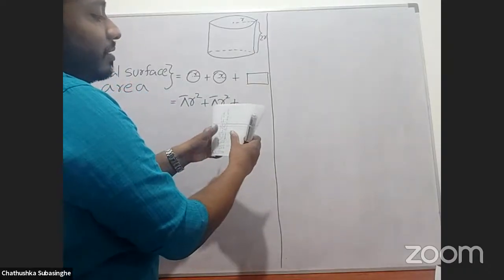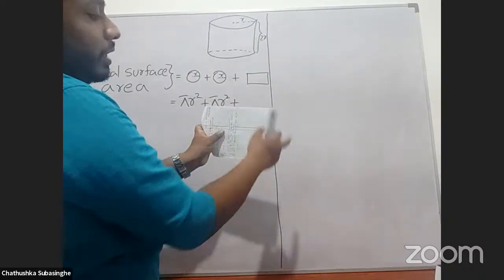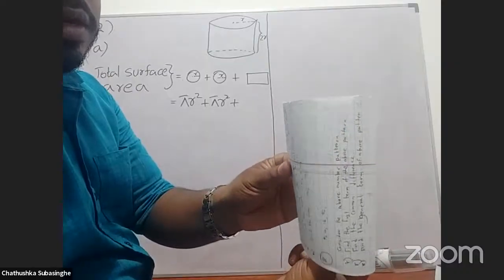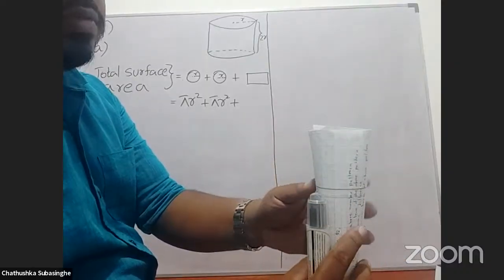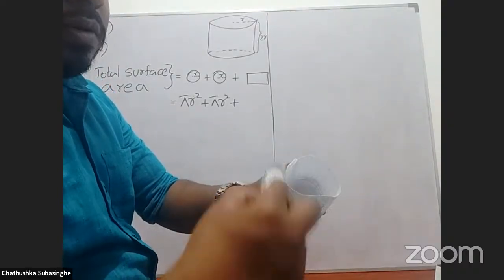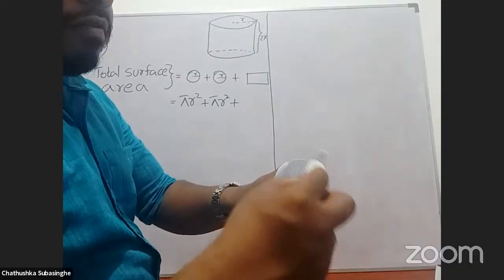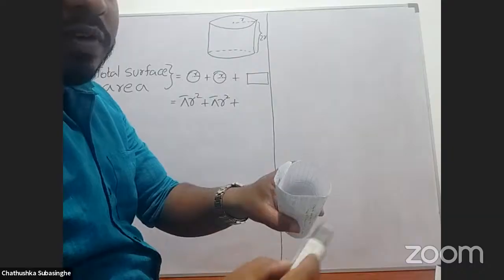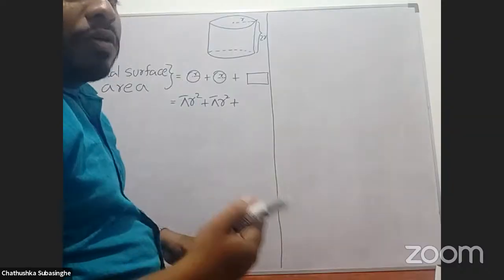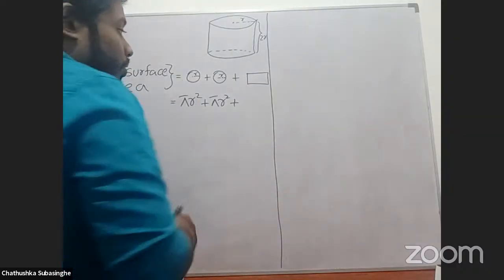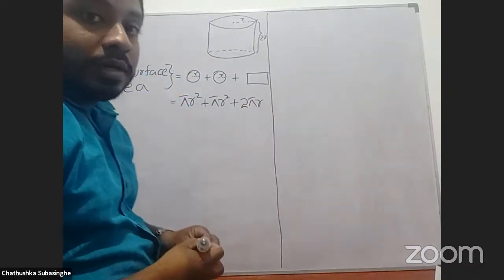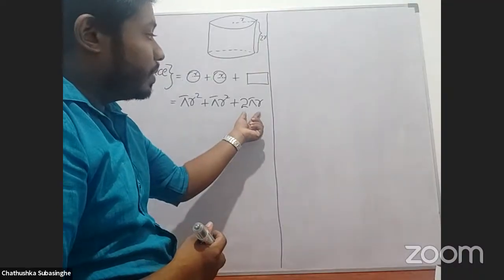So let's find what this length is. The length is this part. Check what happens when I roll it. That length has become this circle. Which means if I find the length of this circle, in other words the circumference, then I can find the length of this rectangle. So how do we find the circumference of a circle? 2 pi r. That's the equation: circumference of the circle is equal to 2 pi r.